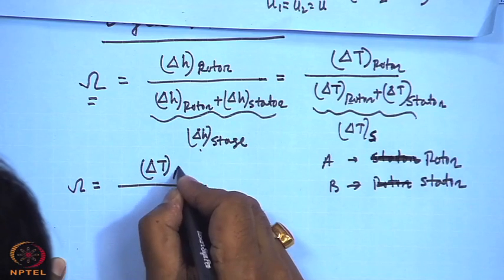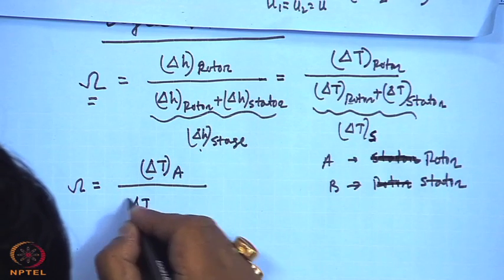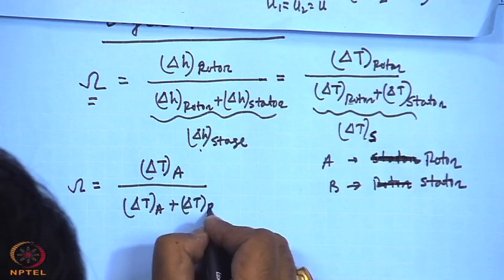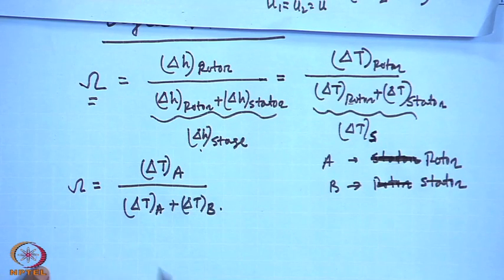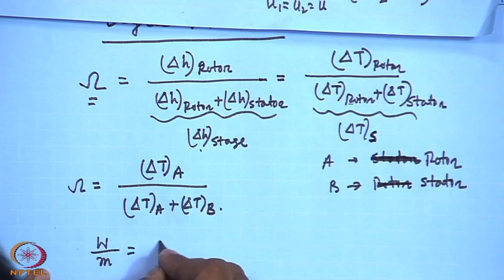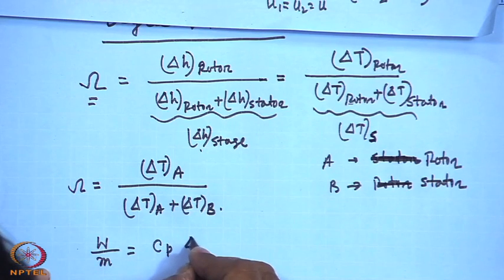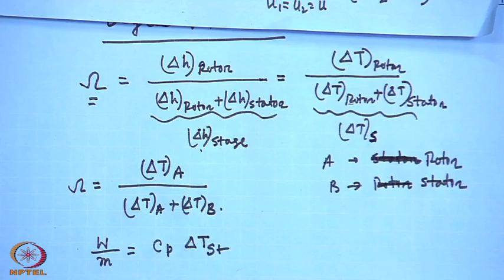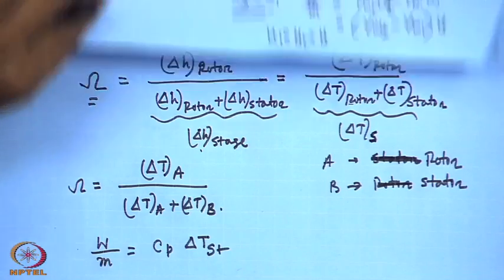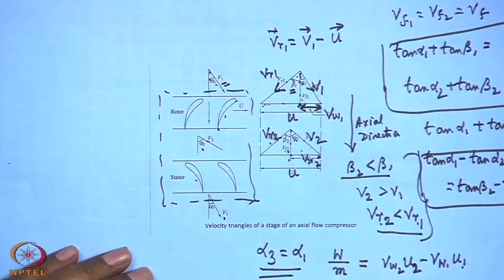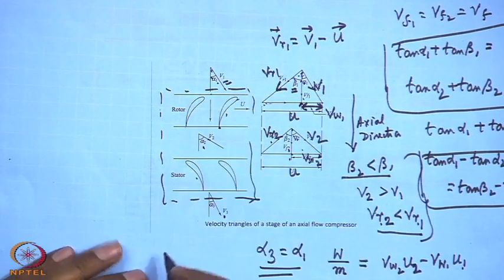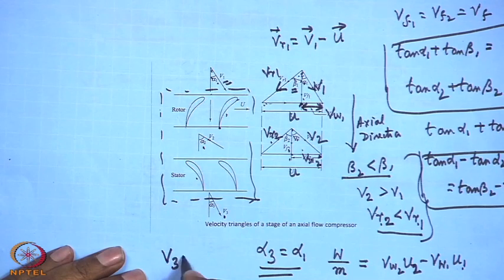Then you write delta T_A plus delta T_B. Okay. Now, you see that work done per unit mass is nothing but Cp into delta T stagnation. Now, if we make V1 equal to V3, now you see this diagram, we told that alpha 3 is alpha 1, but in our design V3 is made V1.